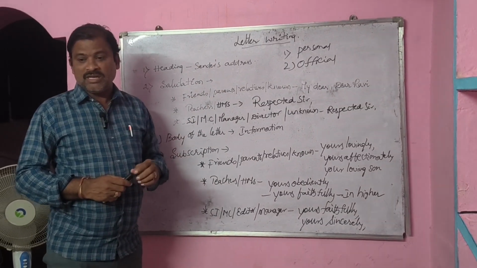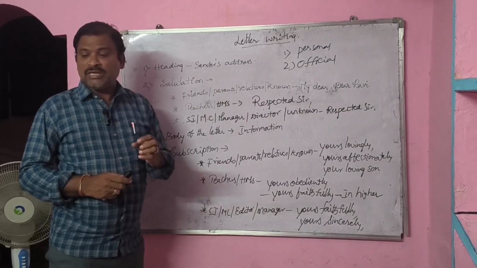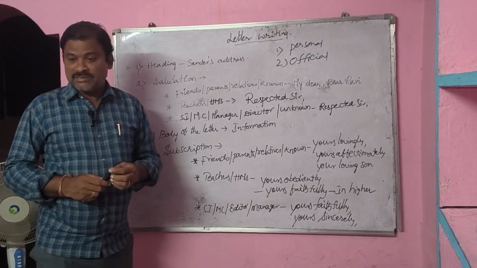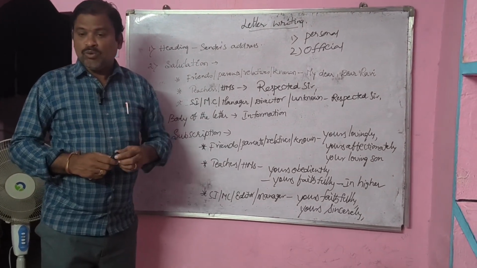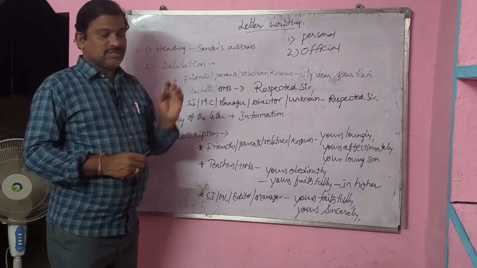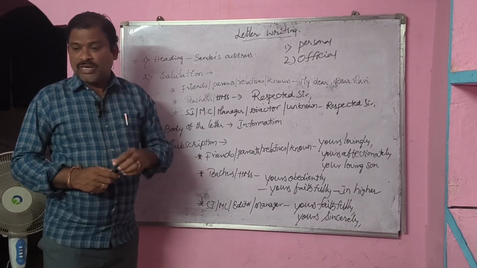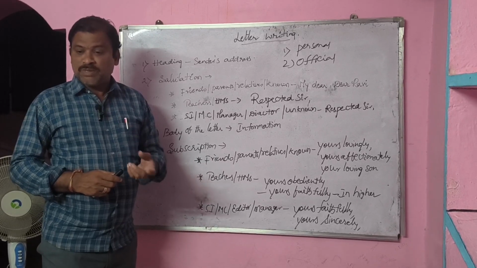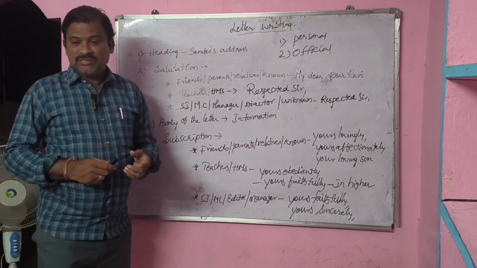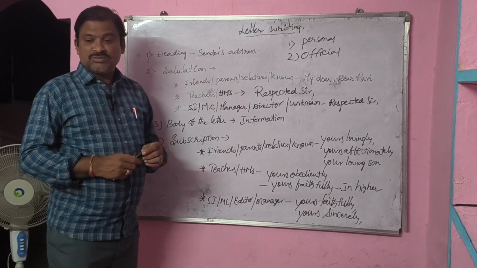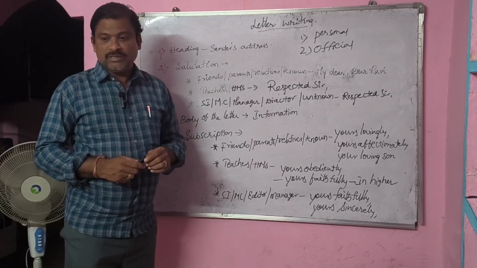If you observe the types of letters, you have two types: one is the personal letter and the second is the official letter. A personal letter means when you write a letter to your friend, parent, relative, uncle, aunt, or any known person. Official letters means when you write a letter to the SI, municipal commissioner, editor, publisher, manager, or director. Whatever letter we write to unknown people is called an official letter.